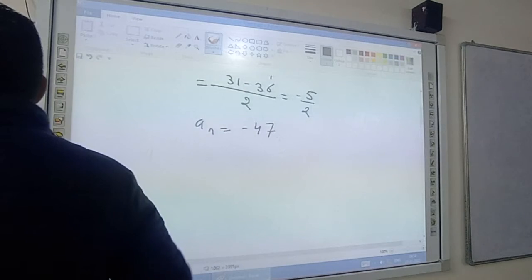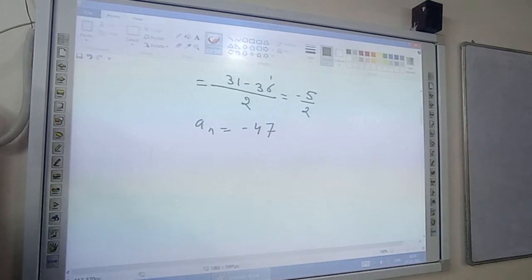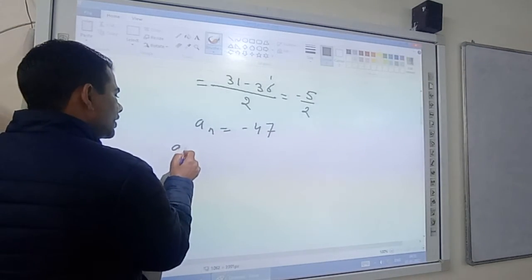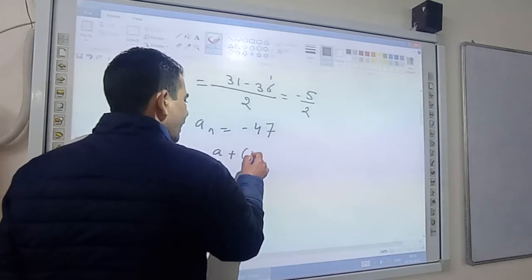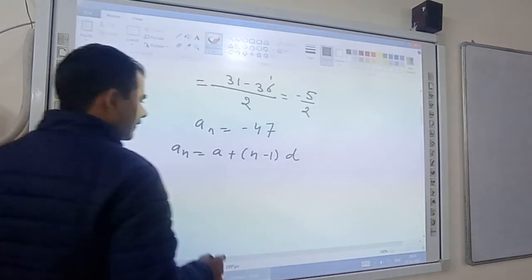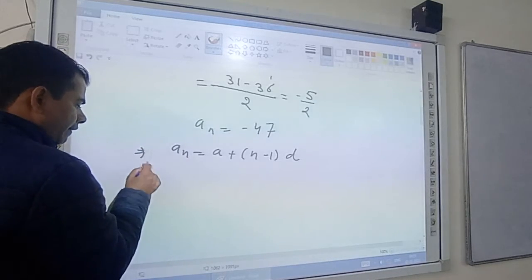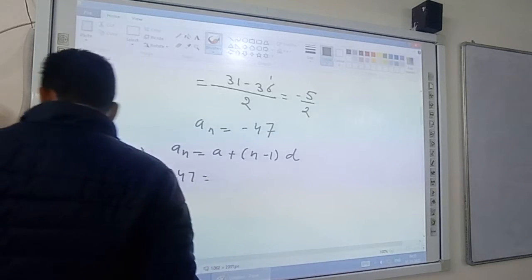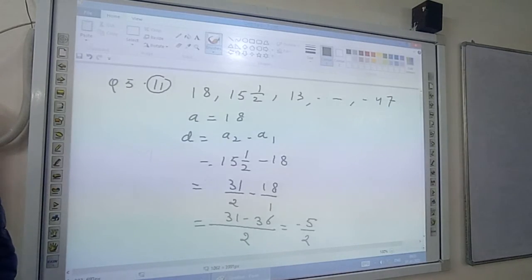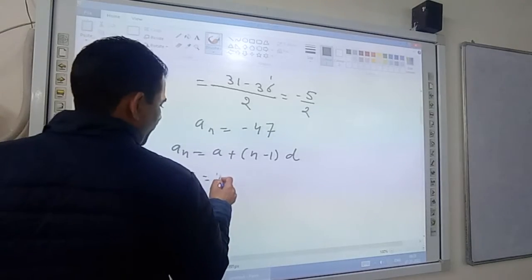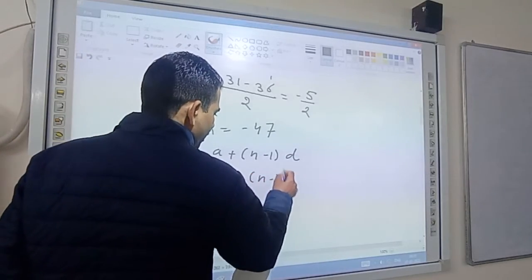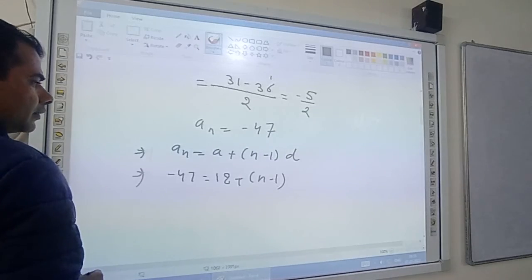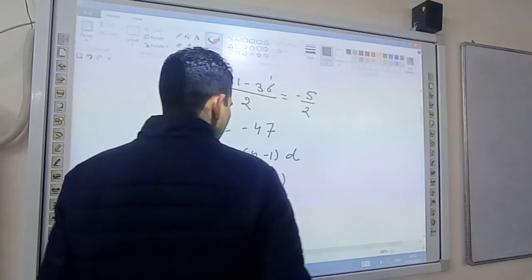Now which formula is applied? An is equal to A plus n minus 1 into D. What is An? Minus 47. What is A? 18. And we have to find out the value of D. And sir, n equals 27.